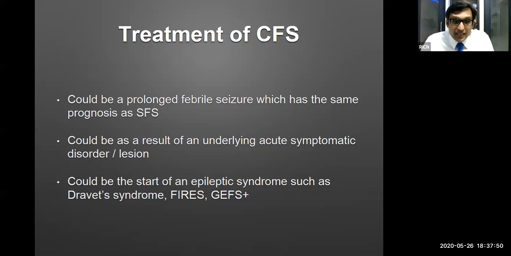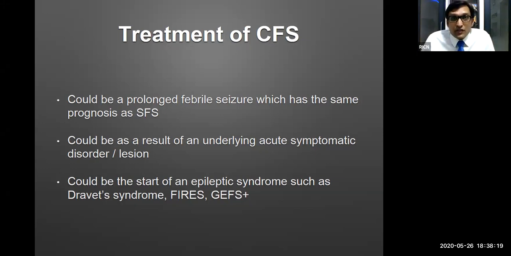So that's one thinking. The second differential could be that there is an underlying acute symptomatic disorder or lesion. So you would consider this especially in focal seizures, when you have a complex febrile seizure which is focal, or you have a patient who had previous neurological abnormalities, say a child with cerebral palsy. So clearly he might have an underlying lesion, and the fever is triggering that seizure. So you need to investigate him differently.